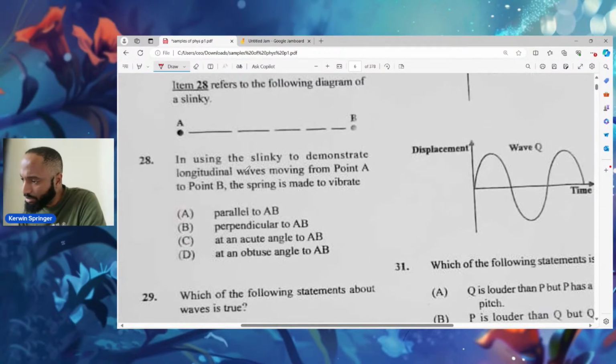And using this slinky to demonstrate longitudinal waves move from point A to point B, the spring is made to vibrate parallel to AB. Longitudinal, right?